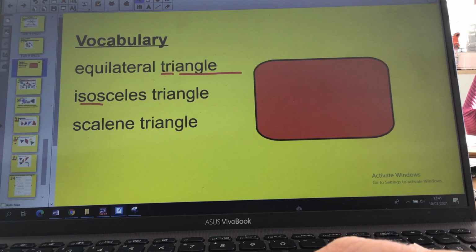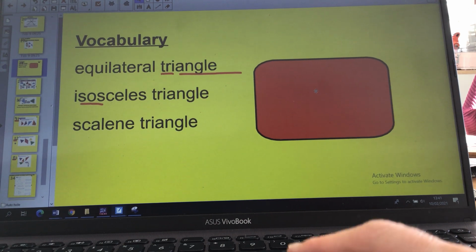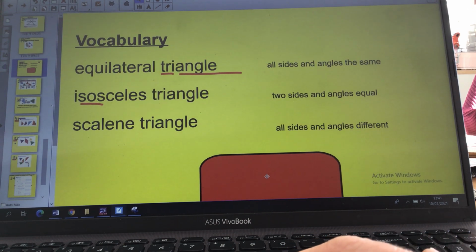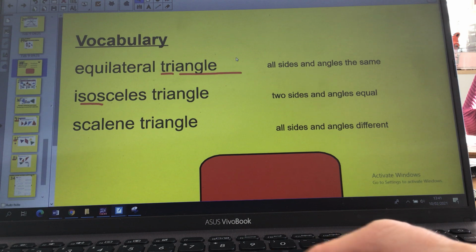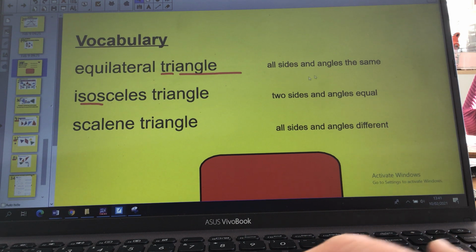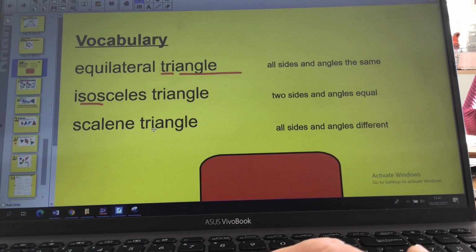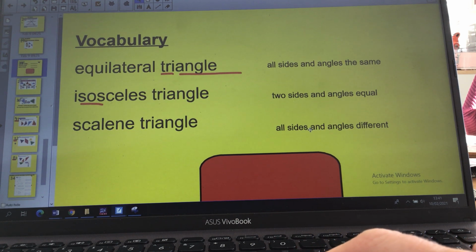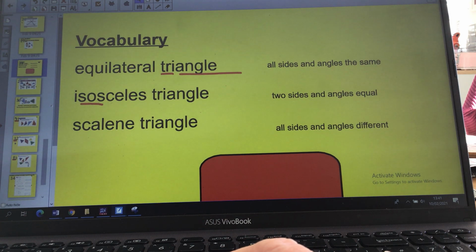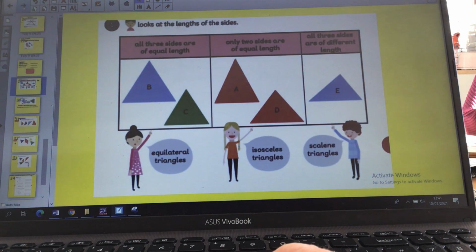I've just put that information there for you, children. So equilateral, all sides and angles the same. Isosceles, two sides and angles are equal. Scalene, all sides and angles are different. And that's some of the vocabulary you're going to need today, and I might even ask you next time we do a little quiz or something.